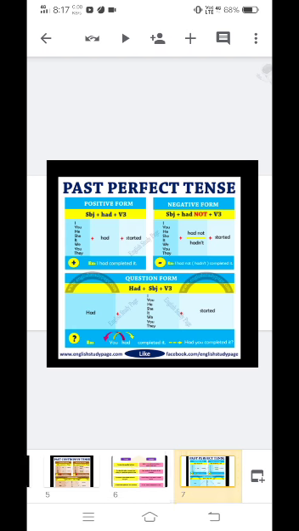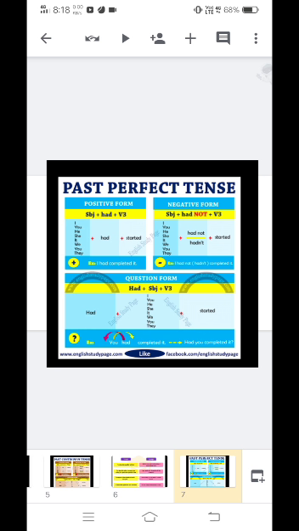Next we have our past perfect tense. If I talk about its form, this tense is formed in its positive with subject plus had plus verb third form, that is past participle. The third form of the verb is used here: subject plus had plus verb third form, like I, you, he, she, it, we, they plus had plus started, verb third form. Remember, like I had completed it.